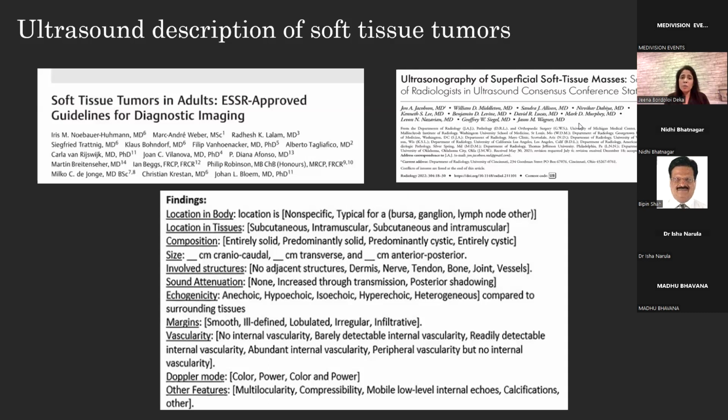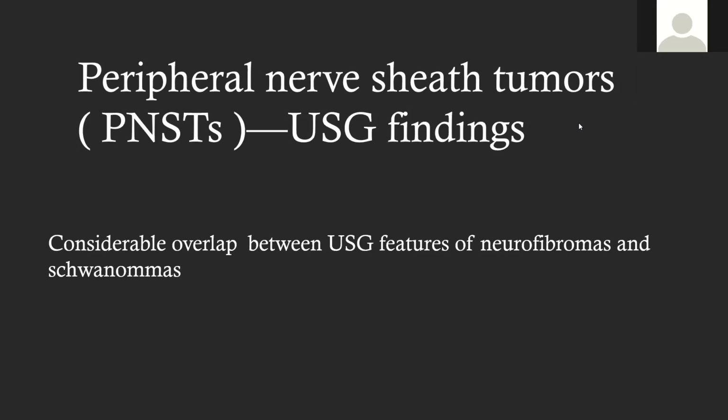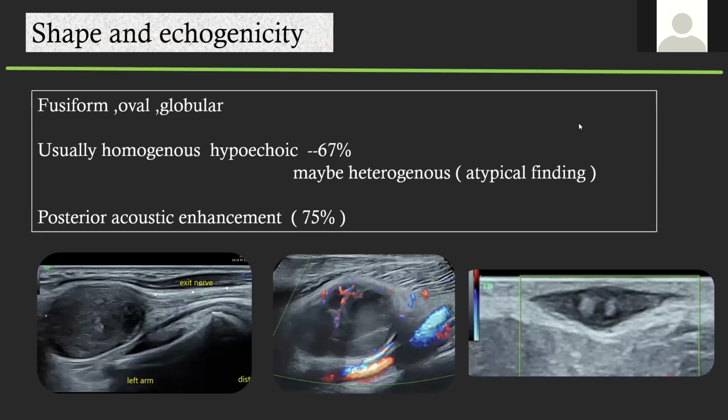So now finally coming to the nerve sheath tumors, which have been described in literature, especially in papers published in recent times. It has been said that there is a considerable overlap between the ultrasound features of neurofibromas and schwannomas, and sometimes we really cannot differentiate between them. They are usually homogeneous and hypoechoic in 67% of cases, but they may be heterogeneous, which is considered to be an atypical finding. Posterior acoustic enhancement is seen in 75% of cases.